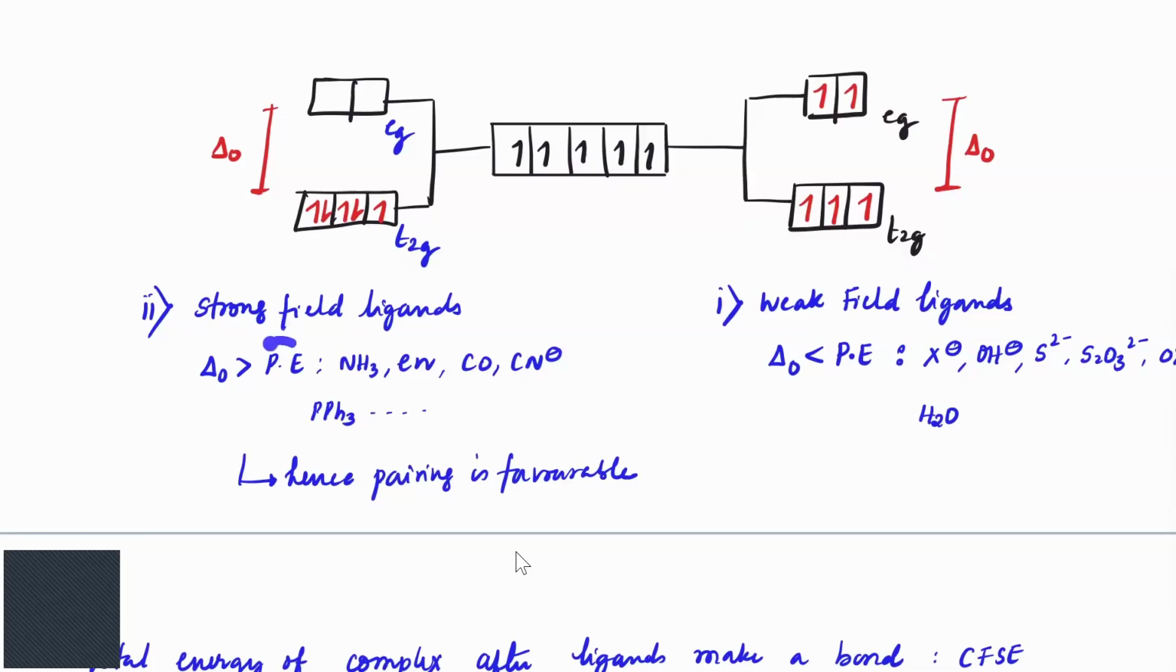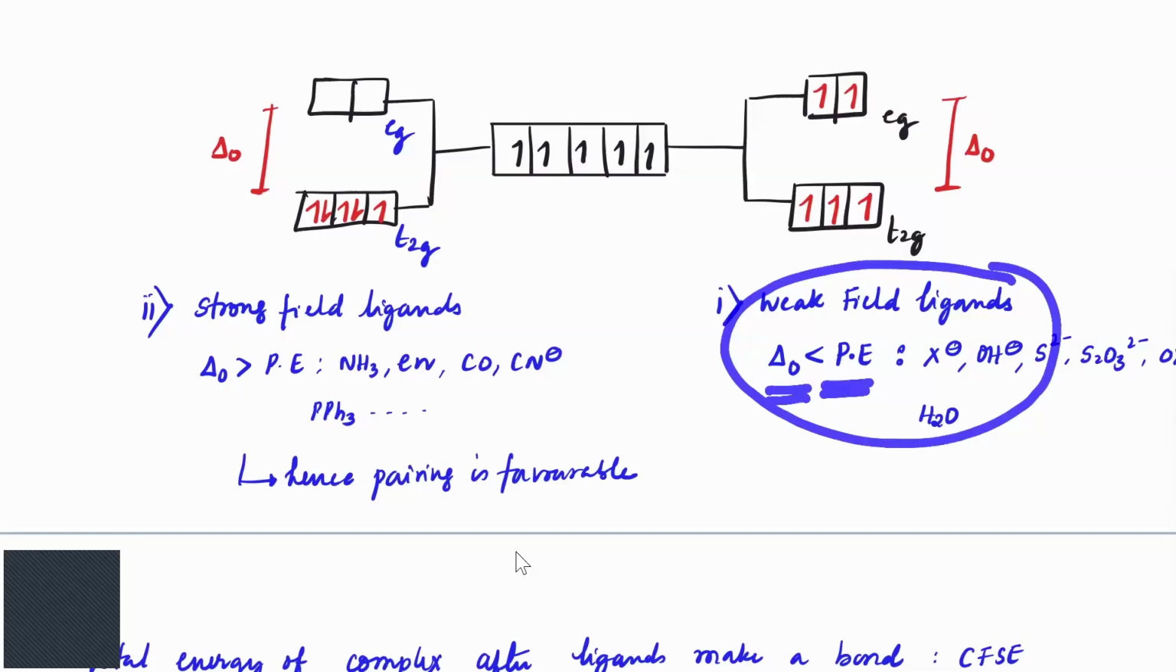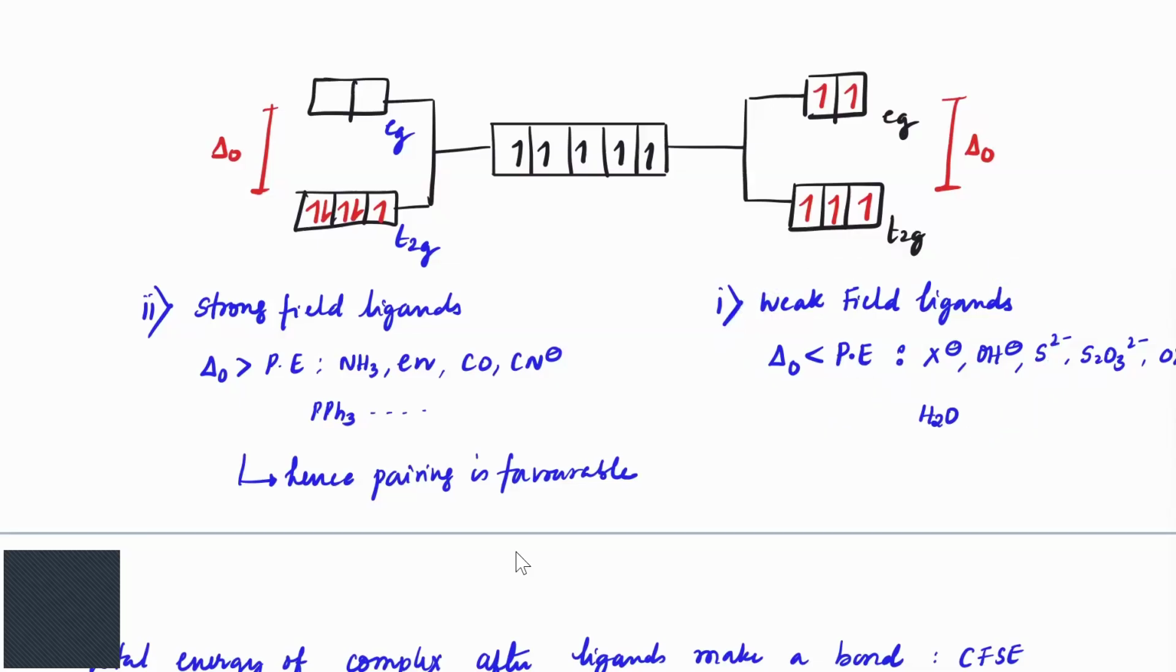Now listen, if the pairing energy of every orbital is greater than delta naught, in that case the excitation happens, that means the fourth electron will go here. That usually happens when pairing energy is greater than splitting energy. But if splitting energy is greater than pairing energy, then the gap will be larger. So the fourth electron will not choose to go to the higher orbital. Rather, it will start pairing because less pairing energy is required.